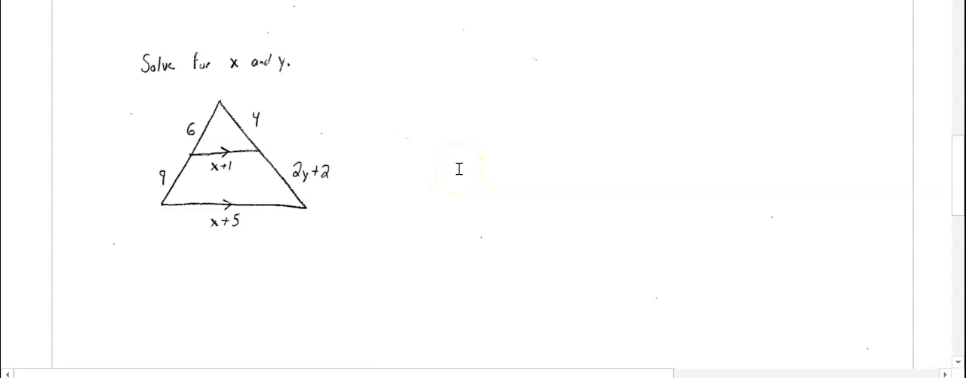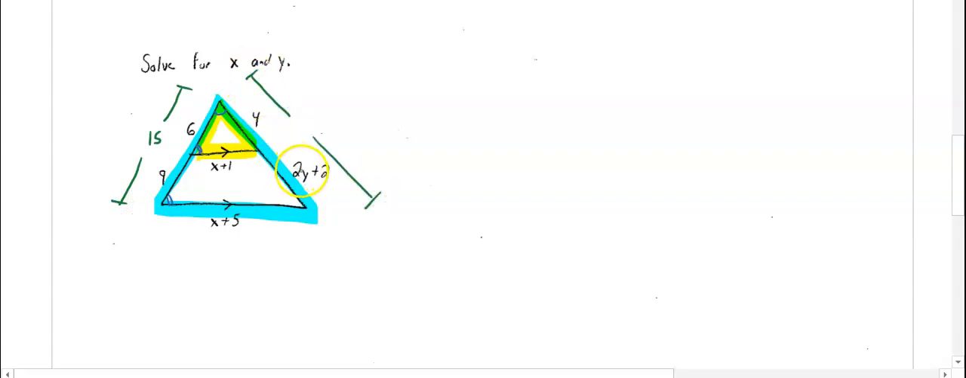Solve for x and y. So we have a triangle here that we know the triangles are similar because the corresponding angles are congruent and they have a shared angle. So we have a smaller triangle inside a larger triangle. So before I start to set up my proportions, I want to find the missing sides of the triangle. So 6 and 9 gets us 15 length. On the other side, we have 4 plus 2y plus 2 equals 2y plus 6.